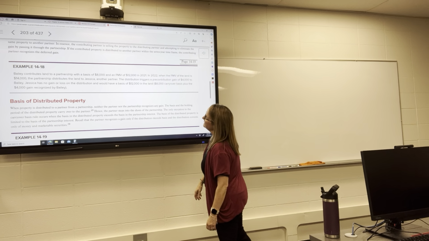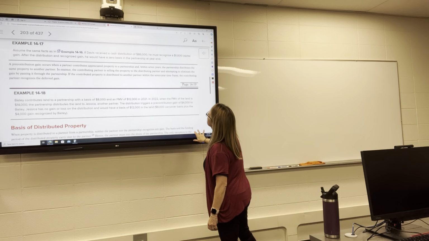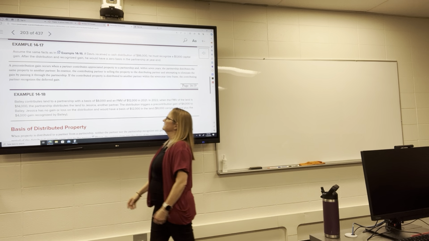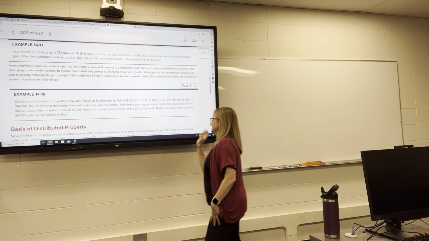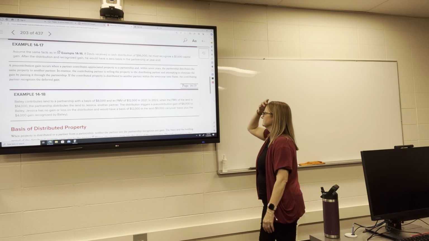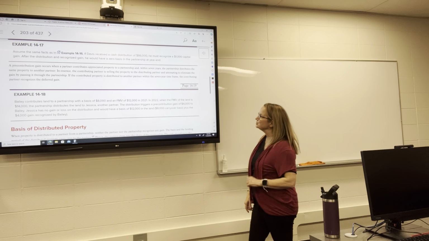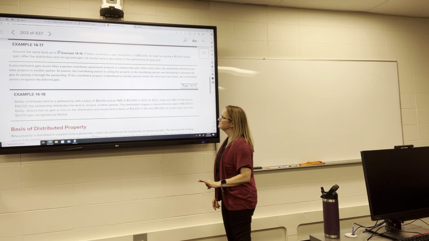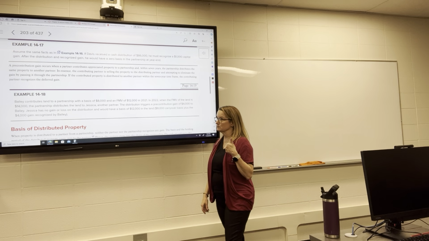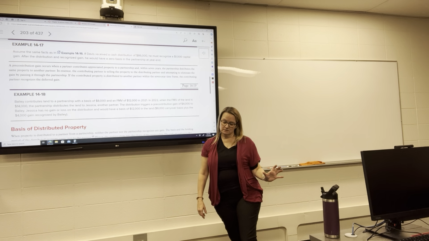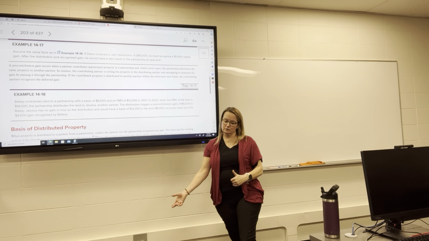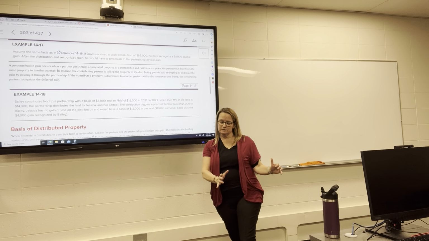Here we've got Bailey. What is this? Oh, the pre-contribution gain. I never experienced this when I was practicing, so that's why I always have to remind myself. When a partner contributes appreciated property to a partnership, so it's gone up in value, say I have some land that I contributed to the partnership, it was $10,000, and then it's gone up in value to $50,000.